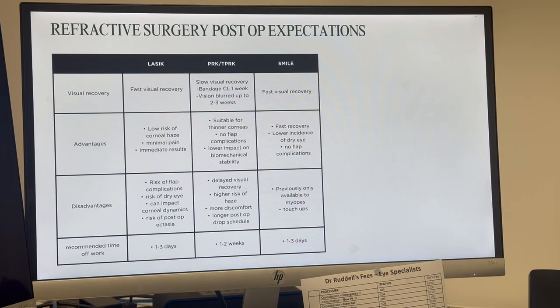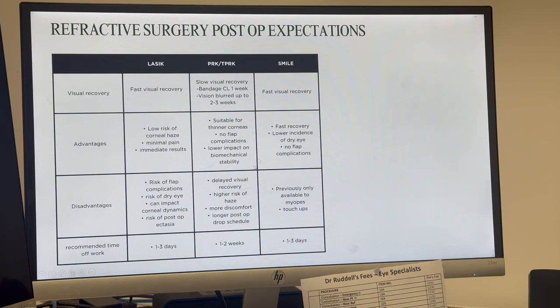Disadvantages, like I said before, a pretty delayed visual recovery. You've got a bit more of a risk of corneal haze. It's a lot more uncomfortable for the patients as well. And then your post-op schedule, you're on some steroid drops for about 6 weeks in total. Generally, depending on what the patient does for work, we recommend at least 1 to 2 weeks off because it is, like I said, quite a slow visual recovery.